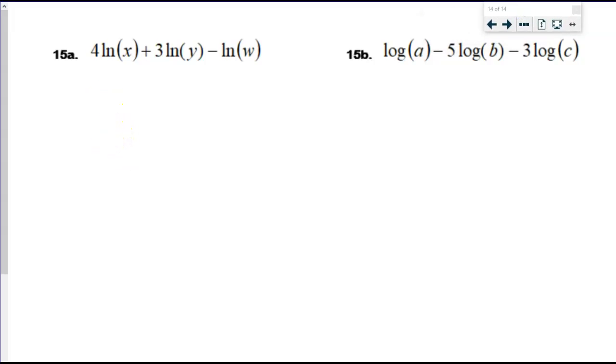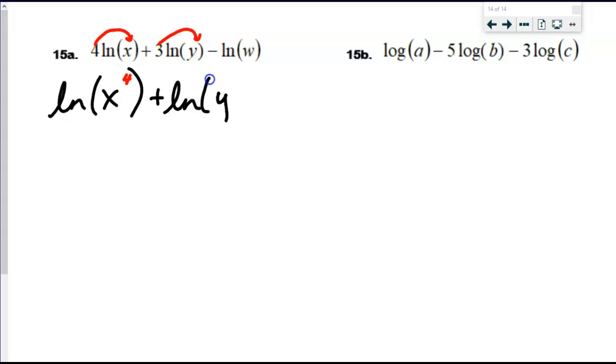Alright, number 15. We have a natural logarithm this time. Remember, this is a natural logarithm, so that's an L right there. They're going to start the same way. Any exponents need to be put back up in their exponent position. So we have the natural log of x to the fourth plus the natural log of y to the third minus, and then there's no exponent on this guy, so just the natural log of w.